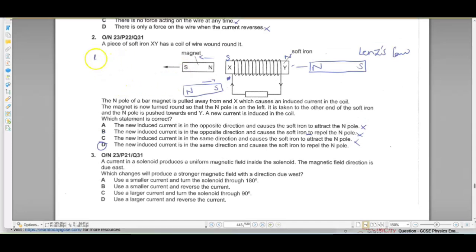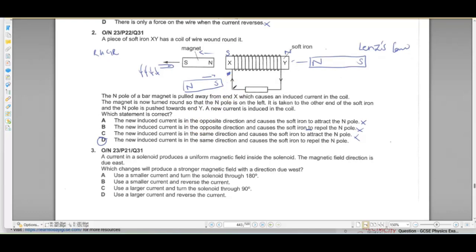Yes, you can check it by the right-hand grip rule as well. As you see, the current is in this direction when this north is over here. So the fingers are curling like this and the thumb is pointing like this. When north pole is over here, the thumb has to point towards the north pole. Now when the north pole is still over here, the direction of the current is still the same. So the direction of the current doesn't change. For this reason, D is the correct option.